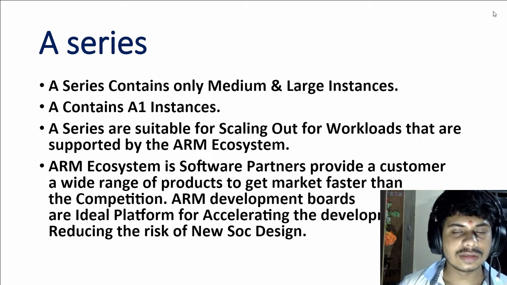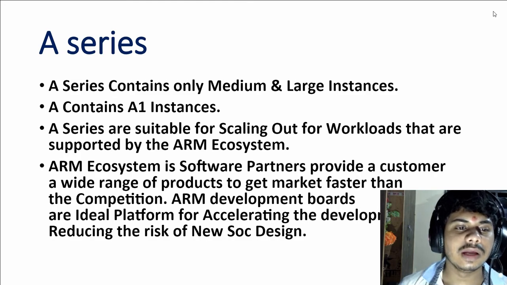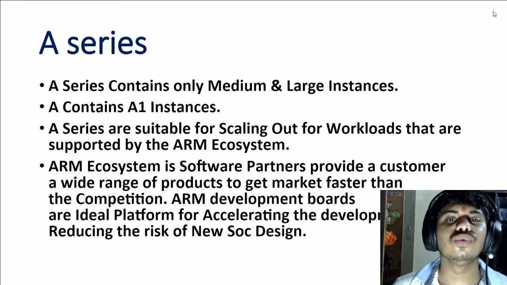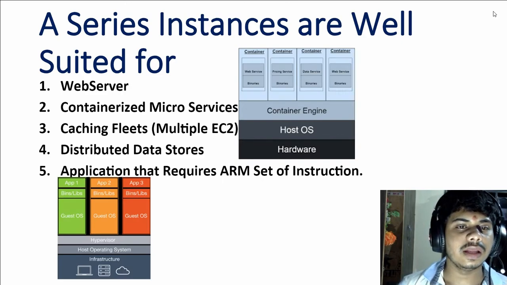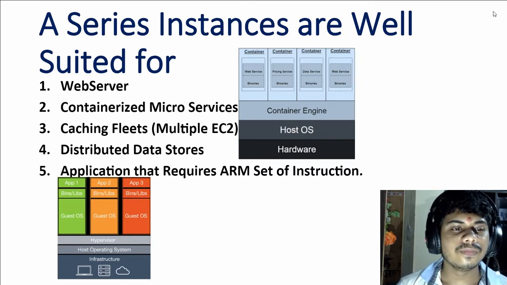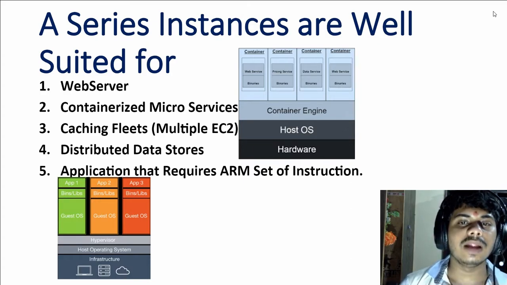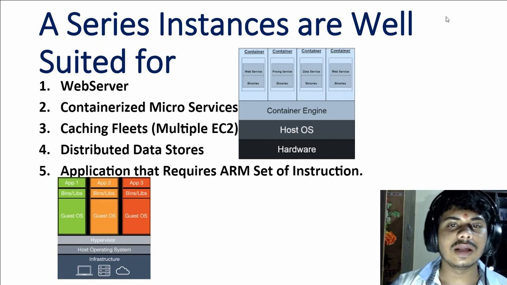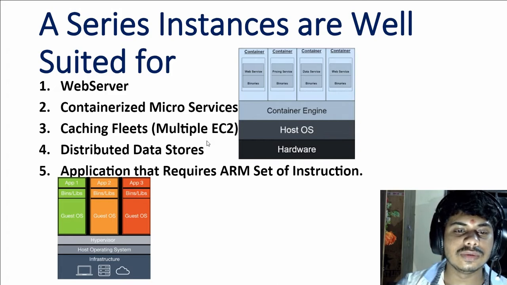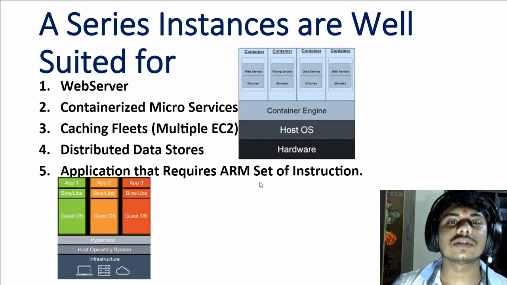You can just Google what is the ARM ecosystem. I don't know much about that. Now moving ahead, what work can A series instances do? They can manage web servers, containerized microservices, caching fleets like multiple EC2 instances, and distributed data store applications that require the ARM set of instructions.